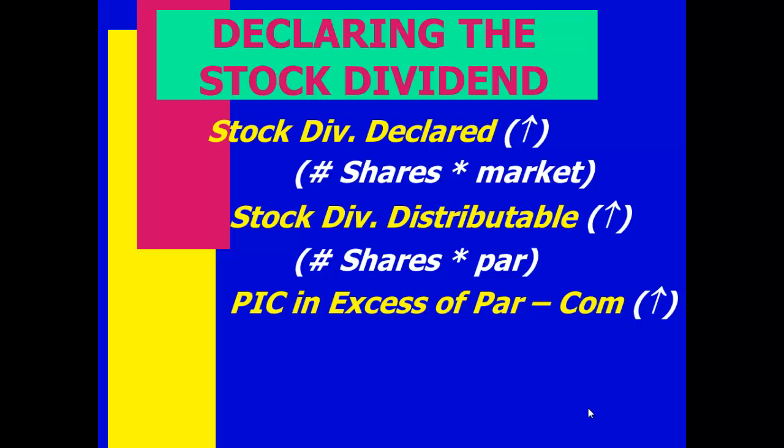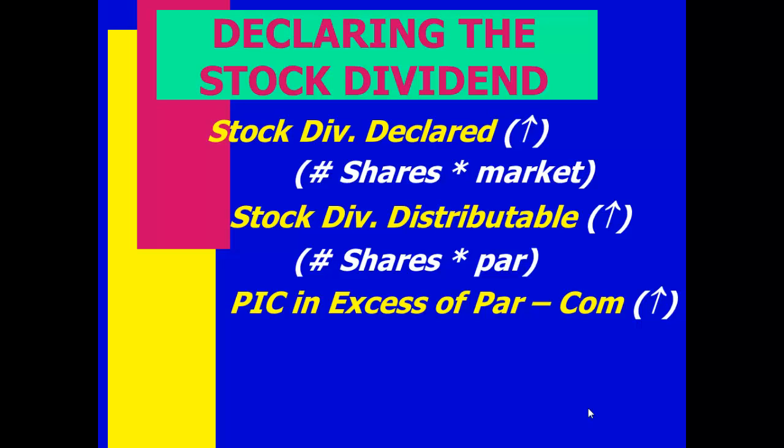Now let me go back to the debit. My debit to stock dividends declared is going to be for the number of shares times the market price on the date I declare it. Debit stock dividends declared, number of shares times the market price on the date that I declare it. Credit stock dividends distributable for the number of shares times the par value or stated value if that were the case. Again, temporary stockholders equity account, I'm going to transfer that amount into common stock when I actually issue it.